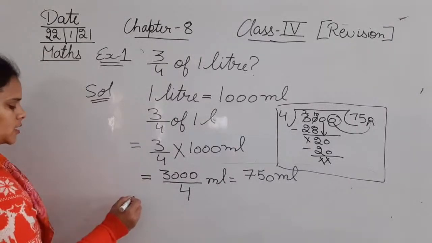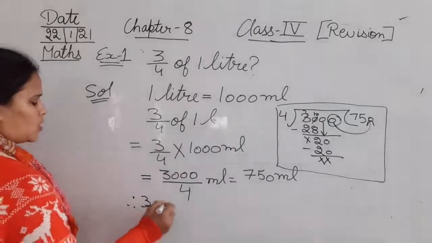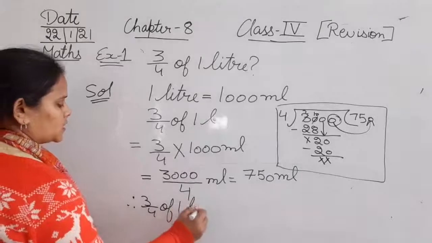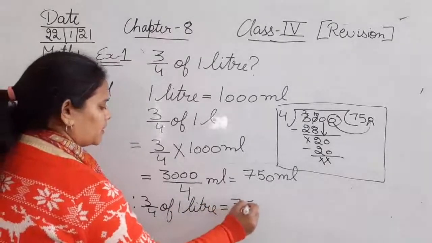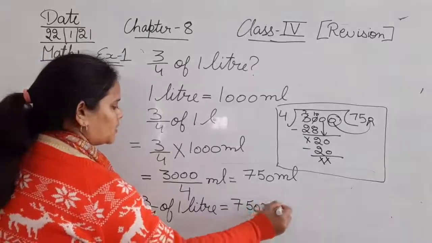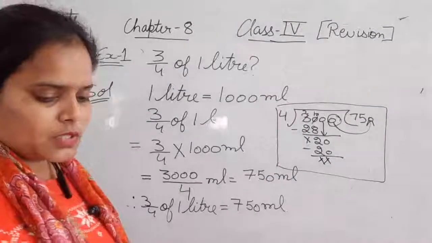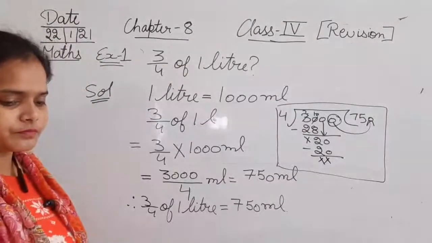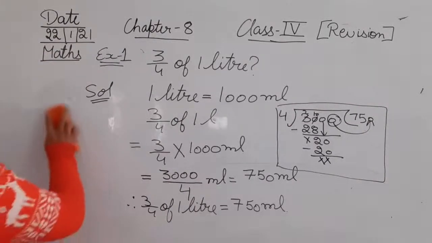Write the solution sentence. Therefore 3/4 of 1 liter is equal to 750 ml. Clear? So this is the first example that I have taken from your book. Let's take a few more examples. I'll take example number 2.